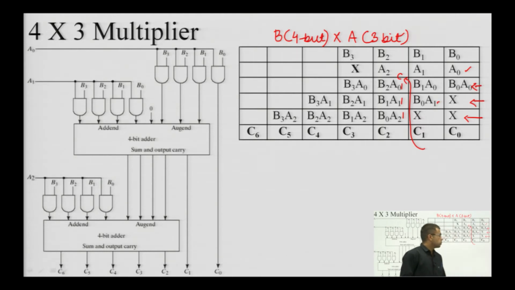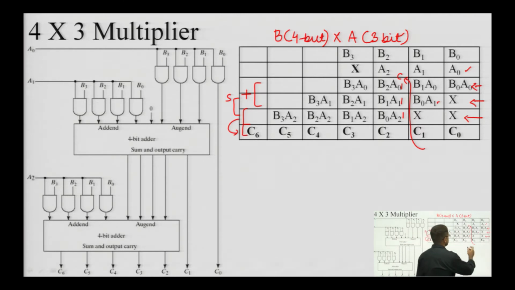Okay. So, for this we will be first adding these 2 rows. Then the sum which will be generated will be added with this third row, and this will be the final multiplication result. Okay. So, this is the concept of 4 cross 3 multiplication. So, let us start with the circuit preparation.